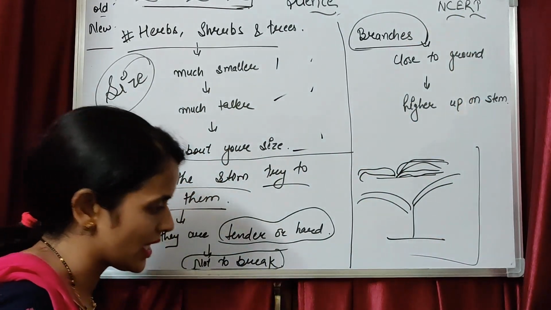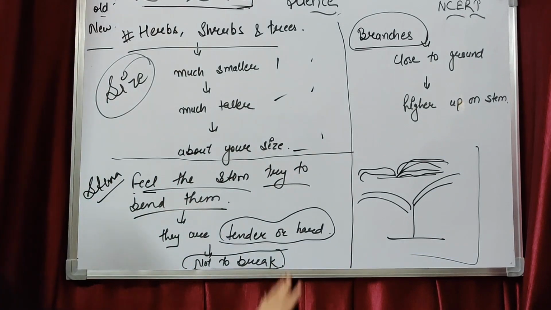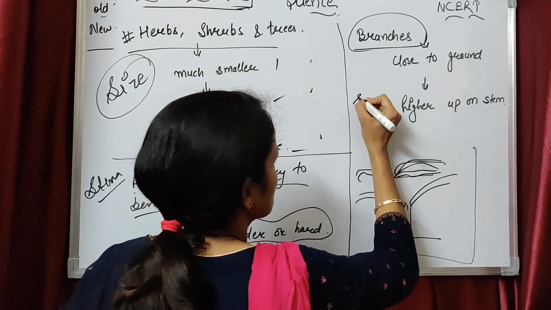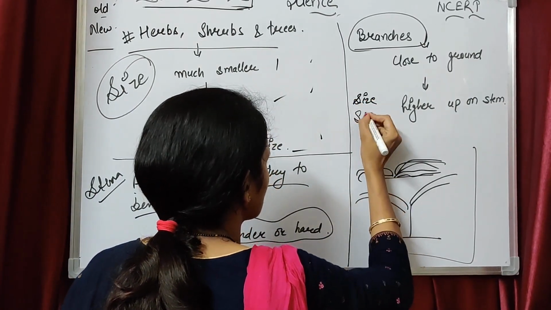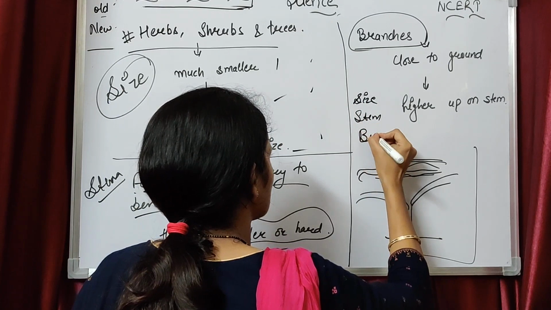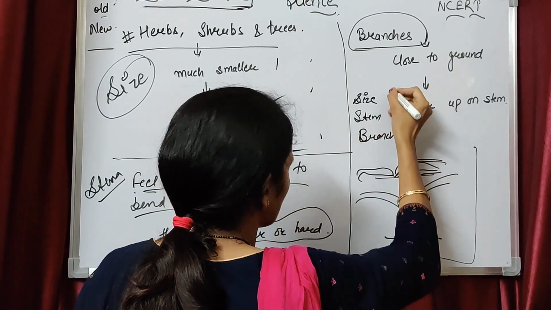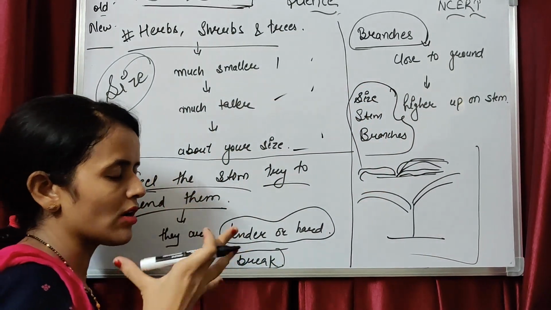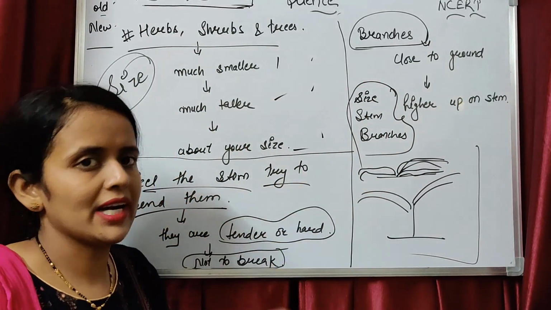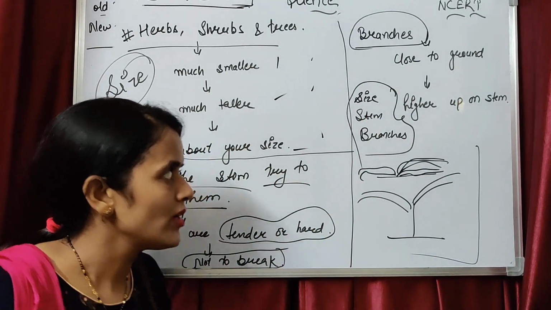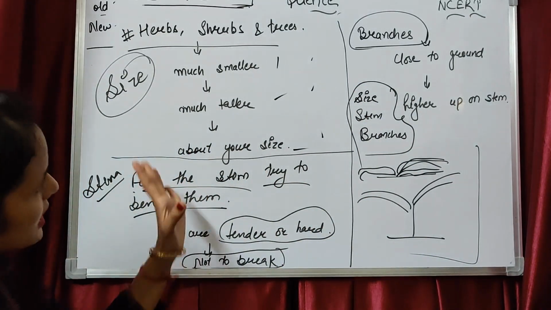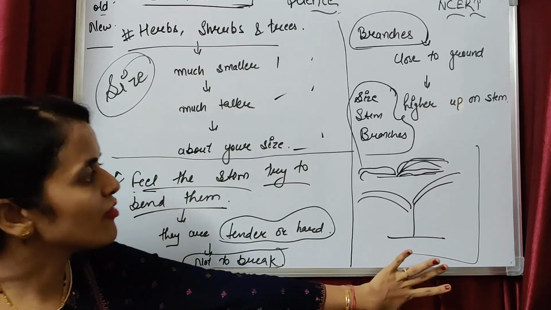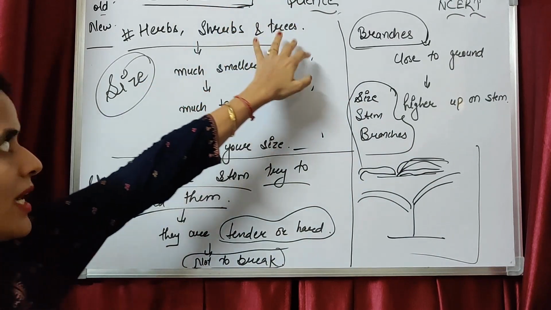These are the three different things which you have to notice to differentiate between herbs, shrubs and trees. Clear to all of you? First thing is size, then stem and then branches. You have to notice all these things. Firstly size: very small, very big or up to you. Stem: tender or hard. Branches: close to the ground or higher upon the stem. If you differentiate these three things of a plant, then you will differentiate between the herbs, shrubs and trees.